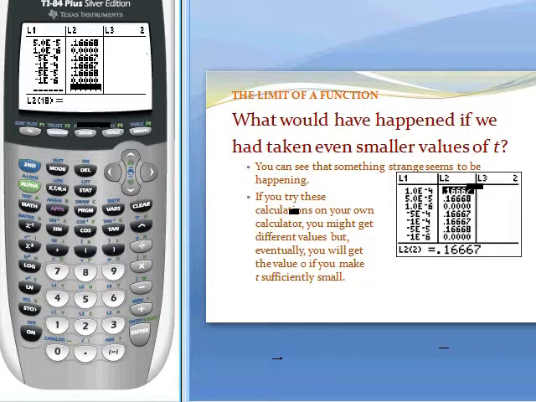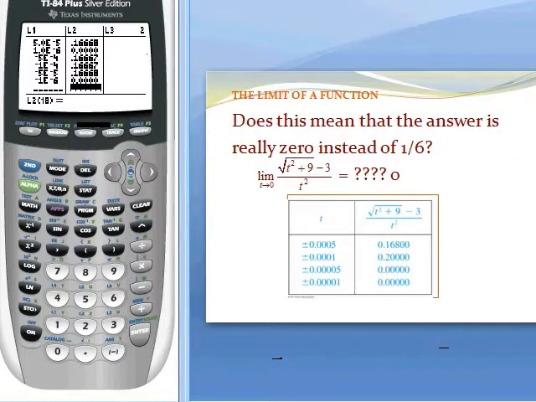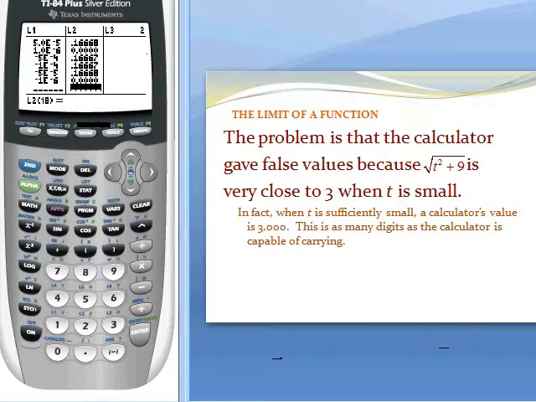Let's have an explanation. Now, for that one, I have to use my brain. I cannot rely on the graphing calculator anymore. Does that mean the answer is 0 instead of 1/6? Look at these values. All right, the answer is no.